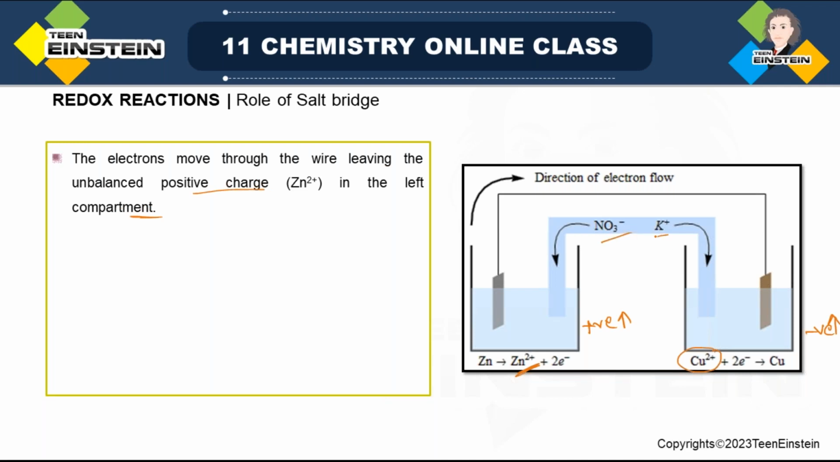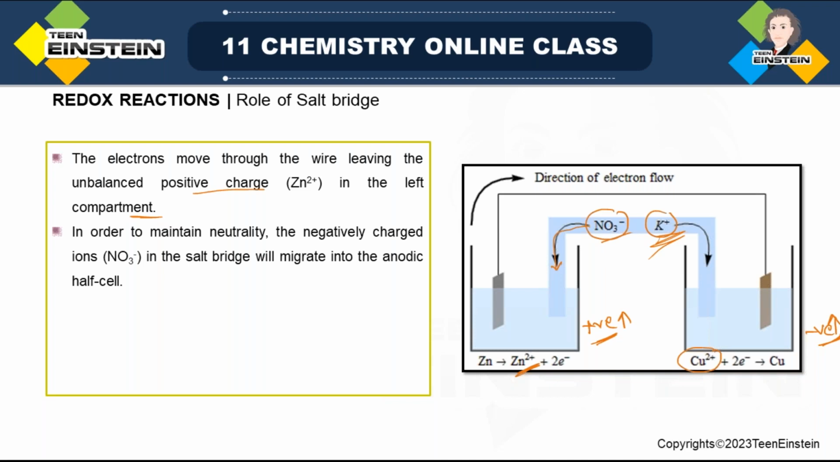Now as I have said, there is the presence of KNO3 or NH4NO3 or KCl, this type of strong electrolyte. In a strong electrolyte, there is presence of cation and anion. As there is a high amount of positive charge, these anions will come towards this side and combine with this Zn2+ so that the extra positive charge is neutralized. Similarly, the cationic part of the electrolyte will decrease this excess negative charge, that is, the deficiency of positive charge will be maintained by this K+.